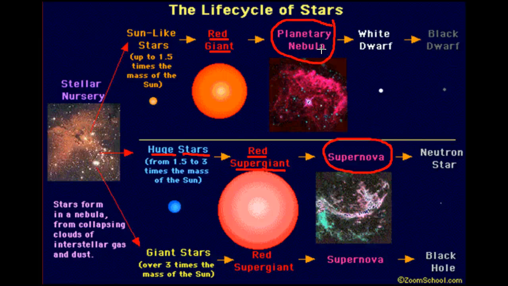Now, as the core of this huge star continues to collapse, and remember, it collapses because gravity's winning, because the fuel is running out, it eventually collapses into what we call, right here, a neutron star. Write that down, and now complete your huge star flowchart.